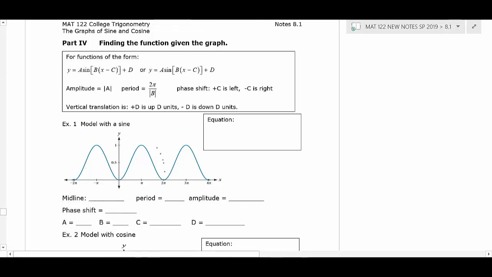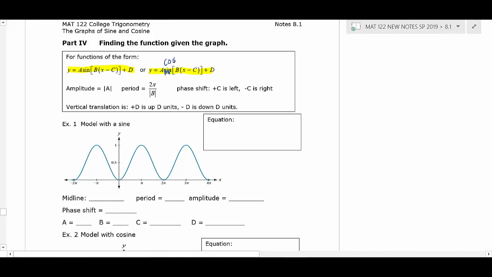So we're given a graph. We want to be able to find its equation. And the equations have these forms. There's this and there's this. I think the second one is supposed to obviously be a cosine. So you might want to scratch that out and make that a cosine.